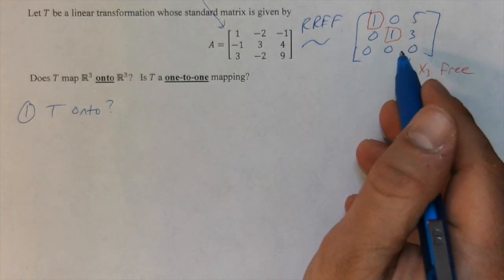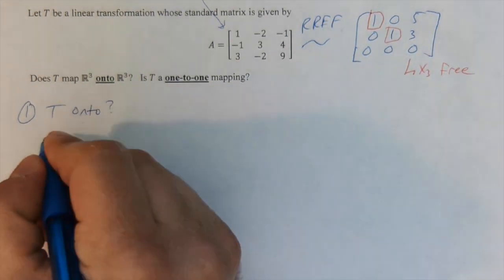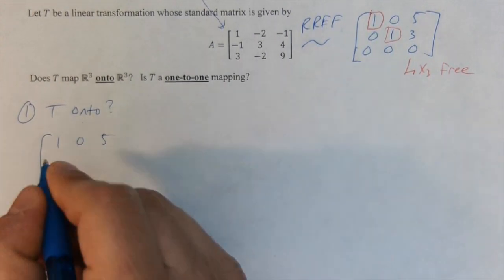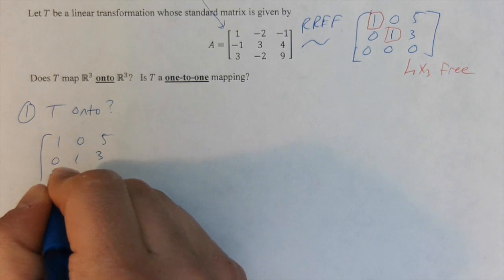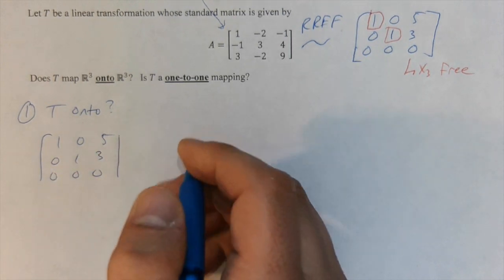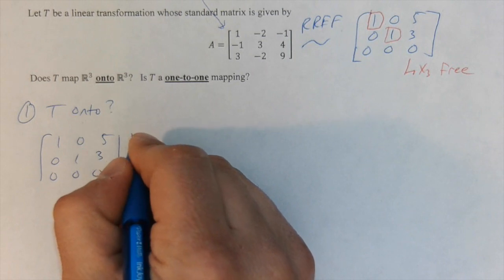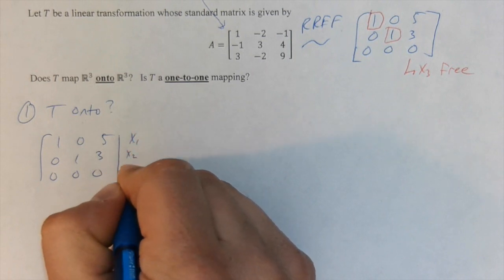Well, if we wrote this matrix down and we want it to equal b, so let me just do that real quick. I'm going to rewrite the reduced matrix down, and we want that to equal some arbitrary vector in R3. So I'm going to do x1, x2, x3.